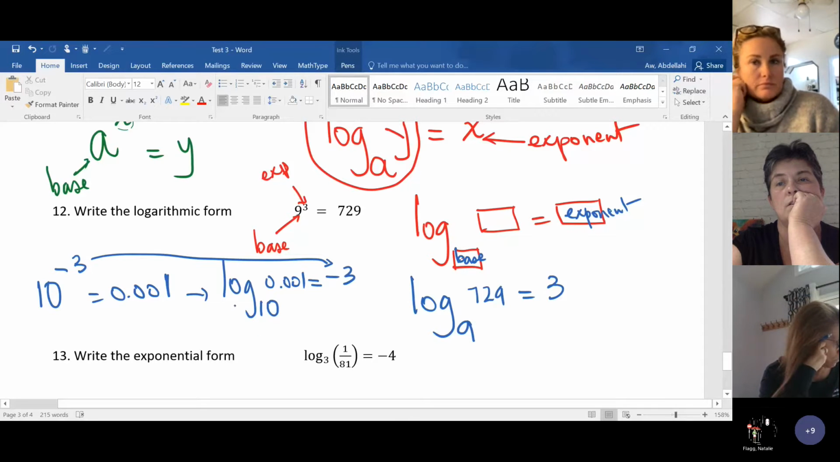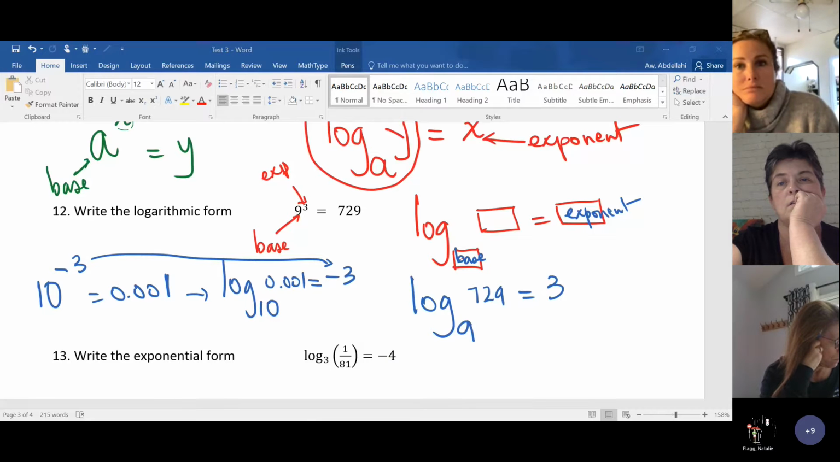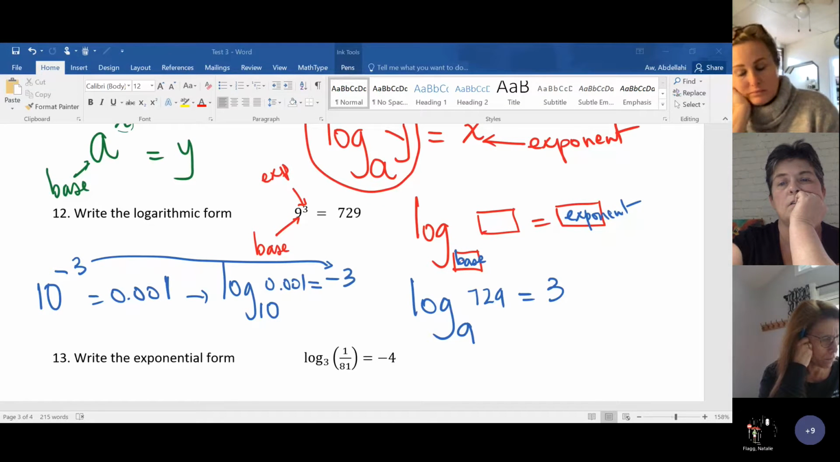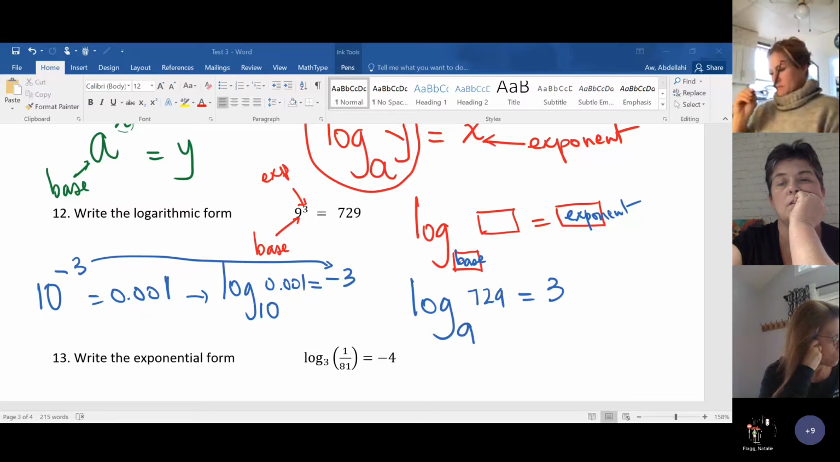And look, log base 10 is actually in your calculators. Log base 10 is the function that is programmed in your calculators. Let me show you my calculator.